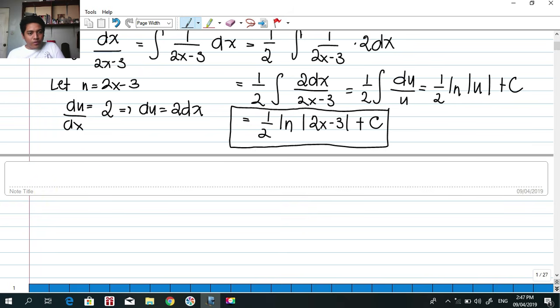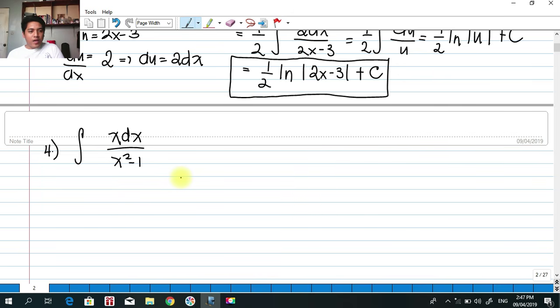So for number 4, now we have the integral of x dx over x squared minus 1. Okay, so in this type of problem, again, if you get the derivative of this, 2x, we're going to let u equal x squared minus 1, and to get the derivative of u with respect to x, that is 2x. Cross multiplying, we have du equals 2x dx.